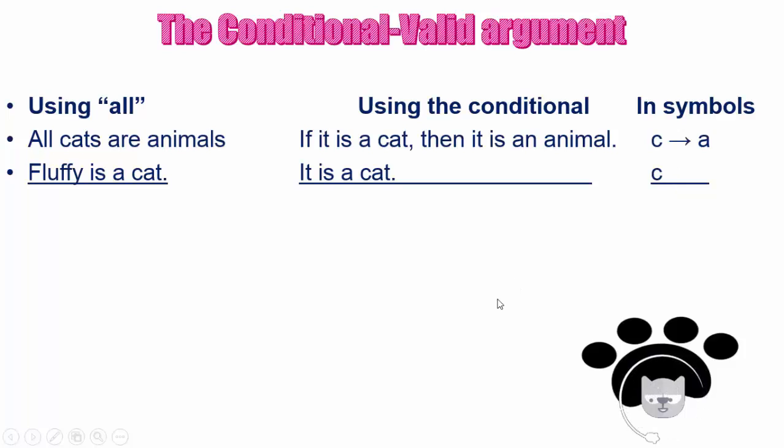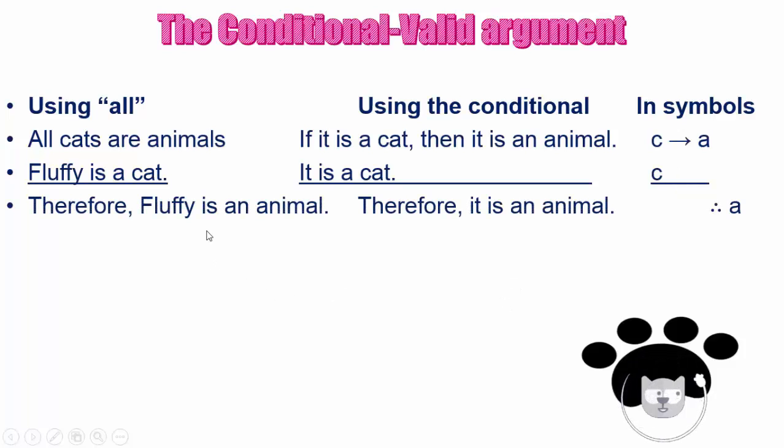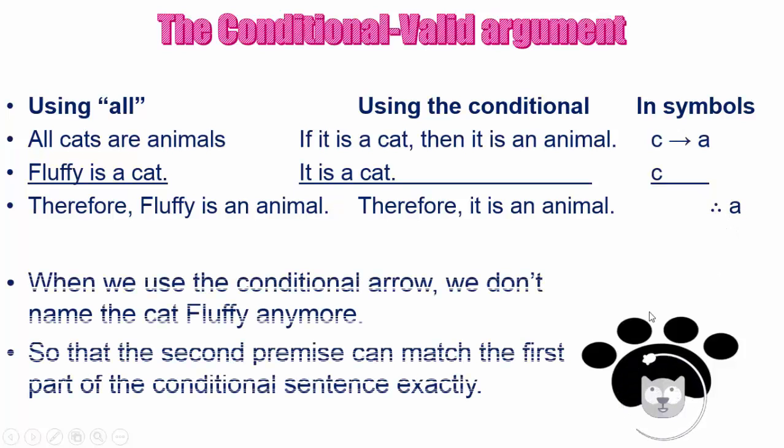And then finally, therefore, Fluffy is an animal. That would be the original way we had it when we were using the Euler diagram. Now we're going to write it in the conditional language: therefore it is an animal. And here in symbols, we have the 3 dots, therefore A. So as mentioned, when we go from the "all" way of writing it to the conditional, we don't use the name of the cat, so the second premise can match the first. You can see, if it is a cat, it is a cat.